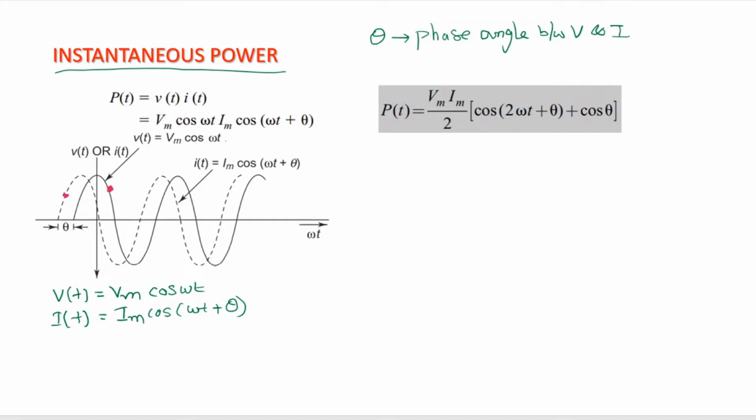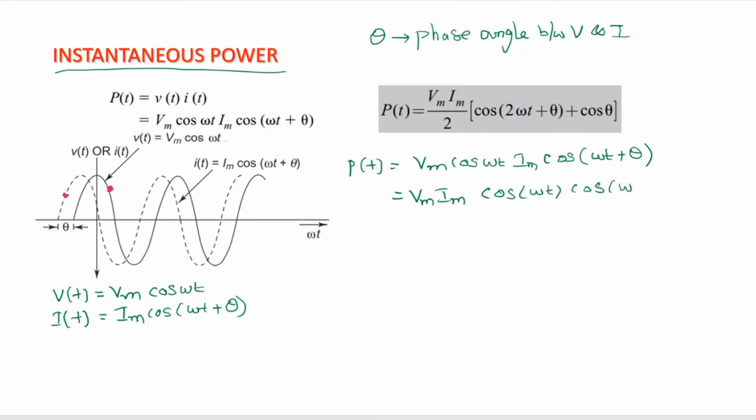Now, what you have to do? You have to do the product, right? So P of t is equal to Vm cos omega t into Im cos omega t plus theta. So Vm Im into cos omega t into cos omega t plus theta.